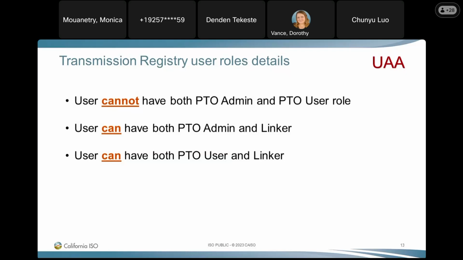Now, here's the second bullet right here. It tells you that if you are a PTO admin, you can have the linker role added to your profile as well. So you can have the linker role and an admin role, but you cannot have a PTO admin and PTO user on the same profile. Now, for the PTO user, same thing. You can be a PTO user and a linker. So you can have a combination of PTO admin and linker, or PTO user and linker, and that will allow you to perform those tasks in the system.